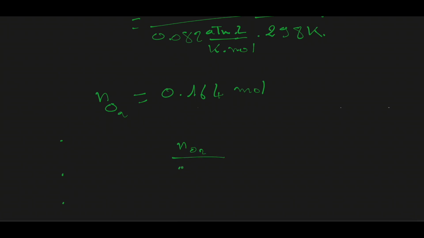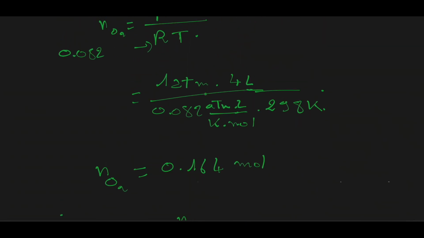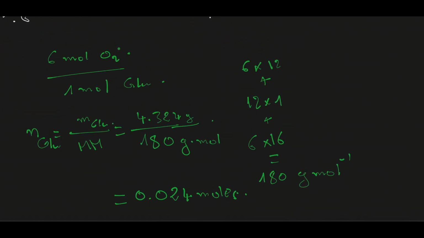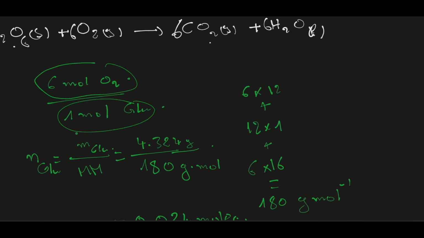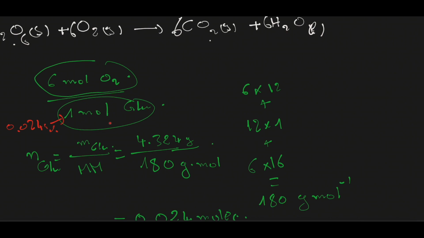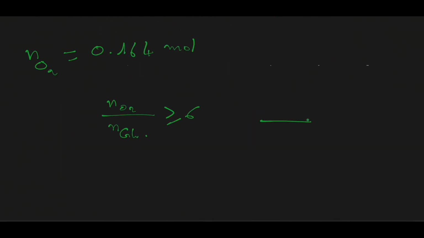So now, in order to know if the equation is complete, if we divide the number of moles of oxygen on the number of moles of glucose, it must be at least equal or greater than 6. Because here we have 6 mole of oxygen are reacting with 1 mole of glucose. But here, in this case, we have 0.024 mole of glucose. And by dividing the number of moles of oxygen gas over the number of moles of glucose, we get a value of about 7, which is greater than 6. So we can say that the combustion equation is complete.